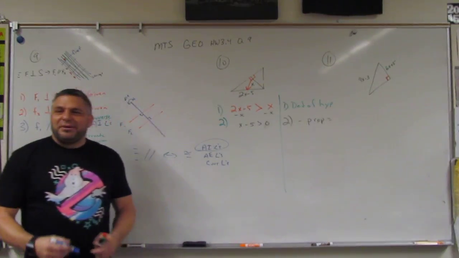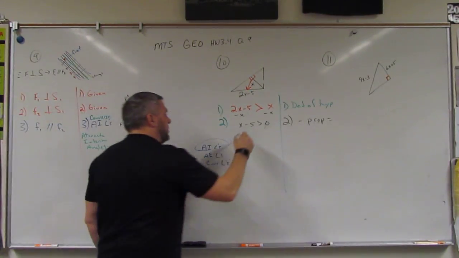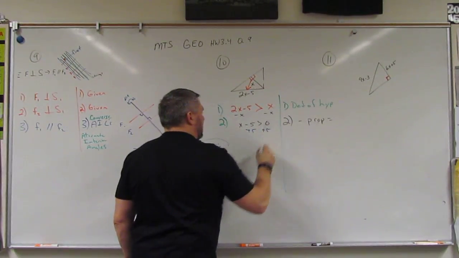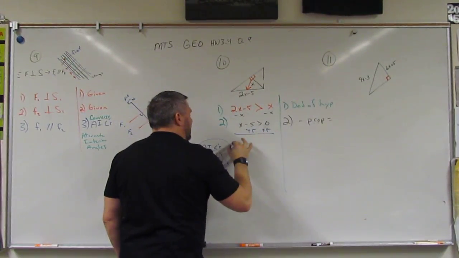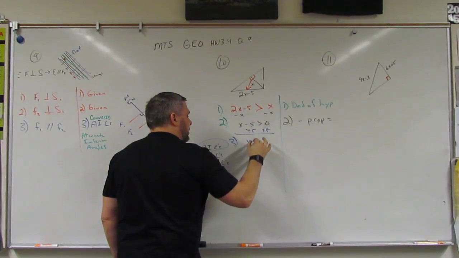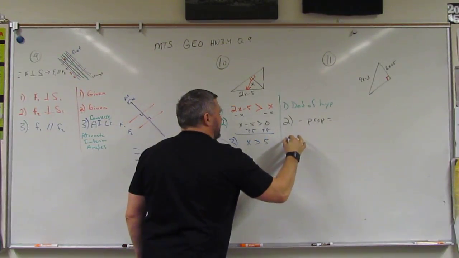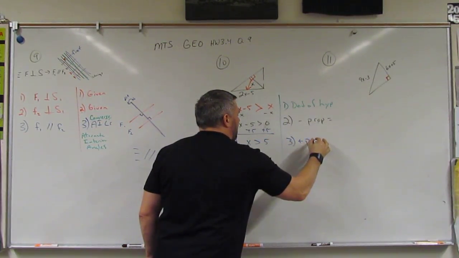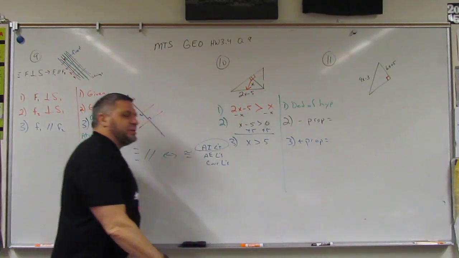And then what do we do? Plus 5. Plus 5. And that's going to be addition property of equality. x is greater than 5, and then we have addition property of equality, and we're done.